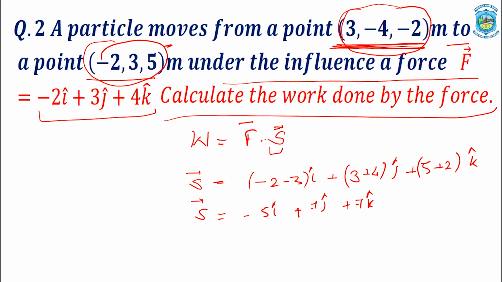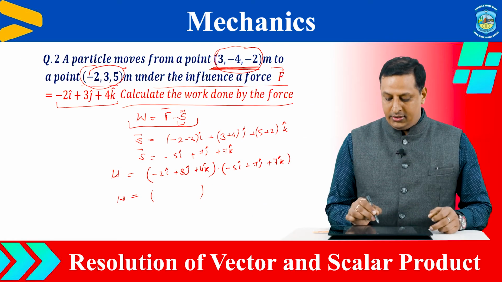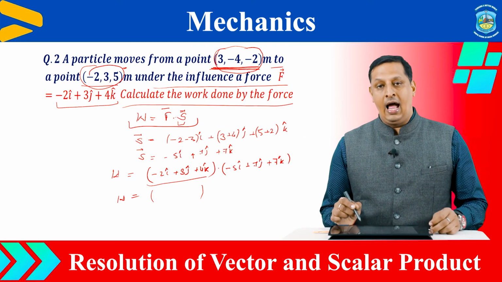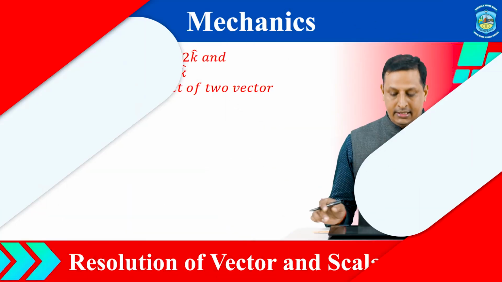As we have to find the work done, we need to substitute it in the above formula. The force vector is given to you. It is minus 2i cap plus 3j cap plus 4k cap, and the displacement vector we have obtained here is minus 5i cap plus 7j cap plus 7k cap. After calculating this dot product, we will have the value of the work done in this case. Let's move to the next question.